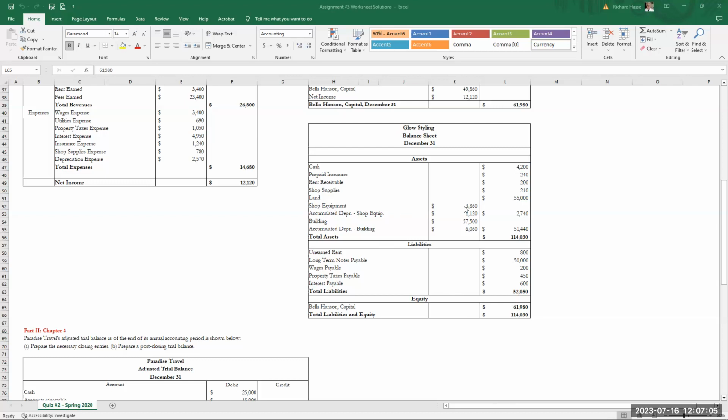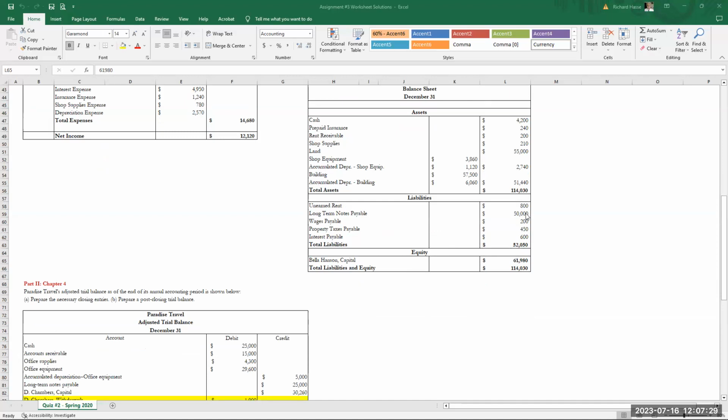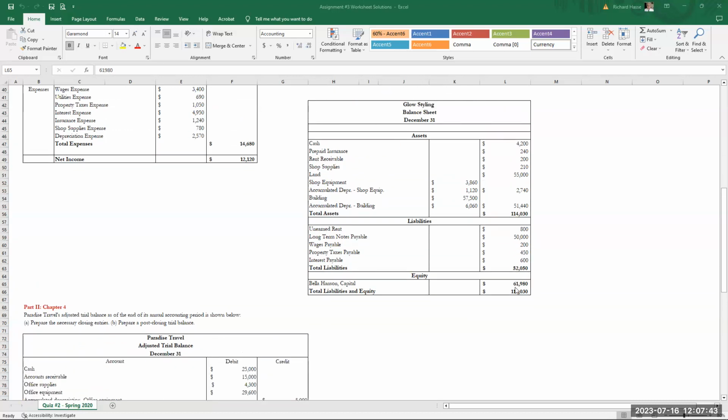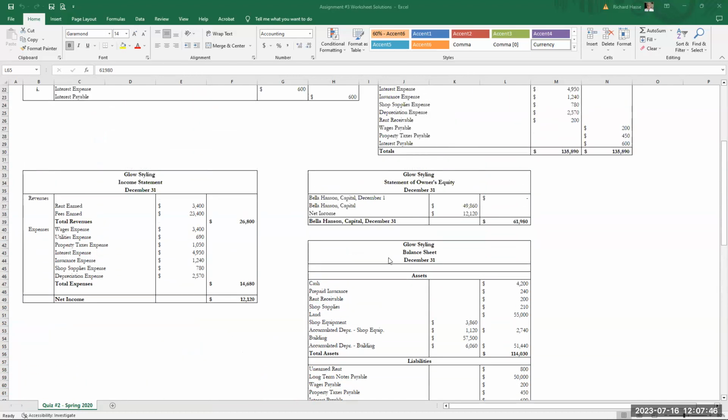Notice shop equipment, 3,860, less the accumulated depreciation, which is a credit balance, 2,740. The building, 57.5, less the accumulated depreciation, 51,440, giving a $114,030 asset balance on the balance sheet for Glow Styling. Then you have your various liabilities: unearned rent, long-term notes payable, wages payable, property taxes payable, interest payable. That plus the capital account from your capital statement equals 114.30. So that's what I was looking for in Glow Styling.